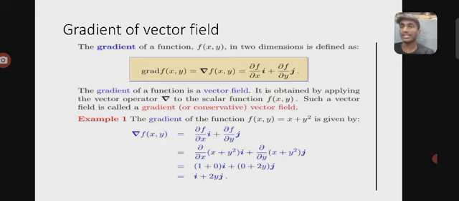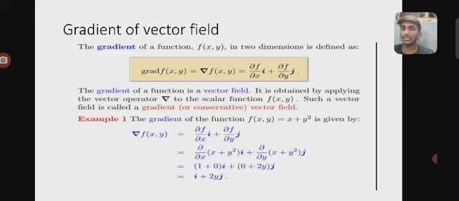Coming to the gradient of a vector field, the gradient of a function f(x, y) in 2 dimensions is defined as ∇f(x, y), which is equal to ∂f/∂x i + ∂f/∂y j. So the gradient of a function is a vector field. It is obtained by applying the vector operator del to a scalar function f(x, y). Such a vector field is called a gradient or conservative vector field. So we get the gradient of a vector field by applying del to the scalar function.